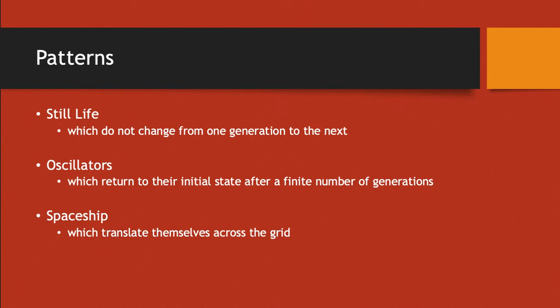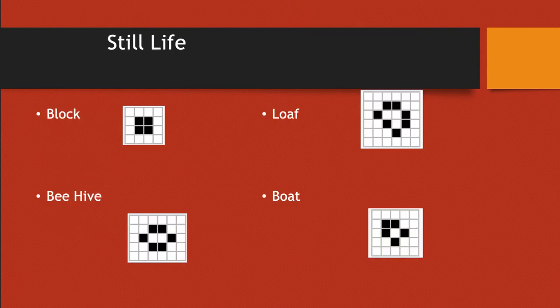The second pattern is oscillators. The oscillators return to their initial state after a finite number of generations. The third pattern is spaceship. Spaceships translate themselves across the entire grid. These are a few examples of still life: block, loaf, beehive, boat. As you can see from the example, block or loaf does not change its pattern.